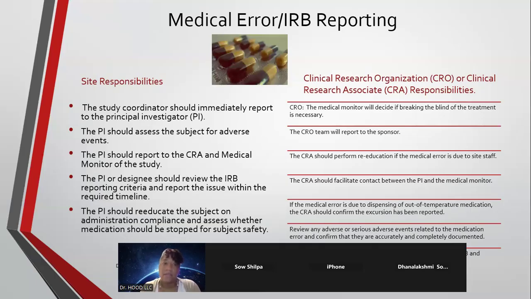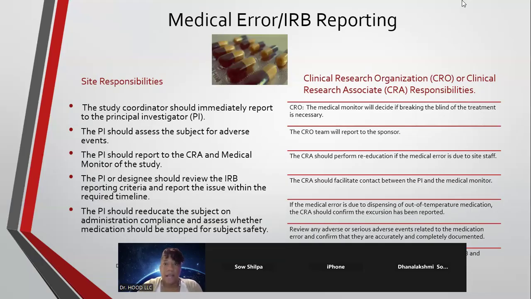So medication errors can go either way. It can be because the patient didn't take the drug accordingly, or it could be because the site did not instruct the patient correctly or provided them with the wrong kit. If that should happen, it is the responsibility of the CRA to re-educate that site staff and have a conversation with the PI. The CRA should facilitate the contact between the PI and medical monitor.